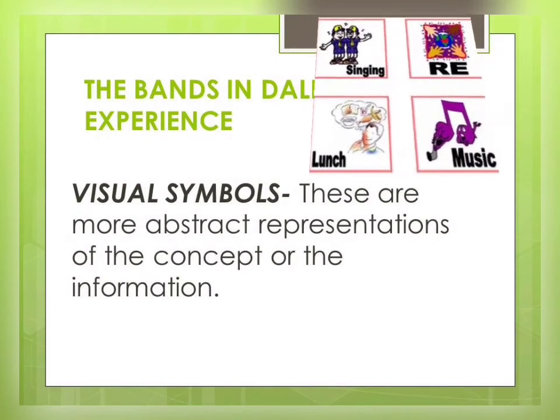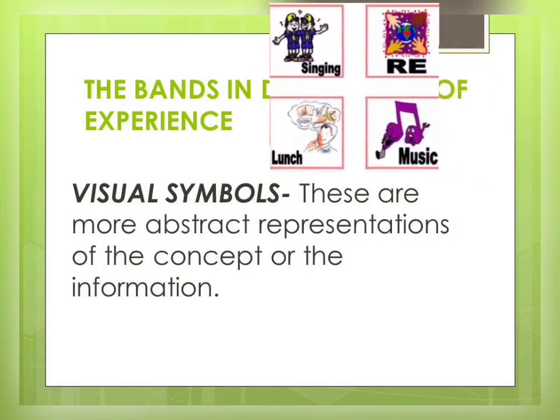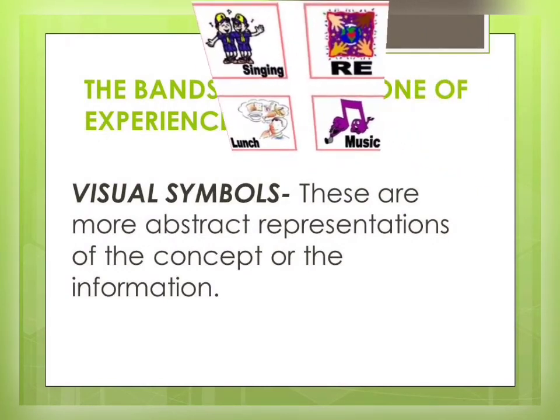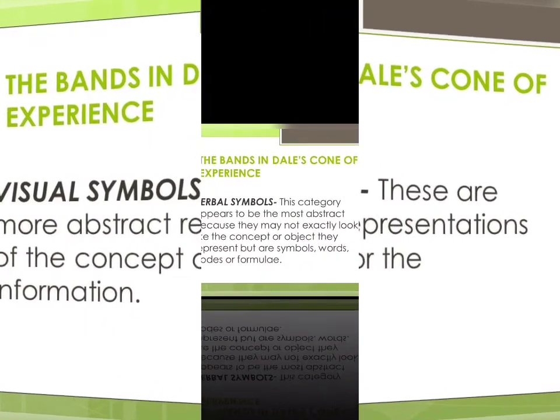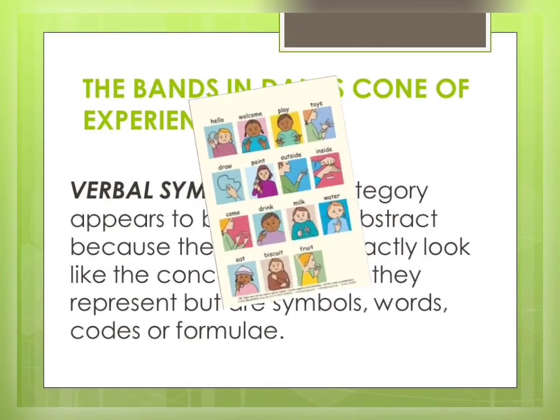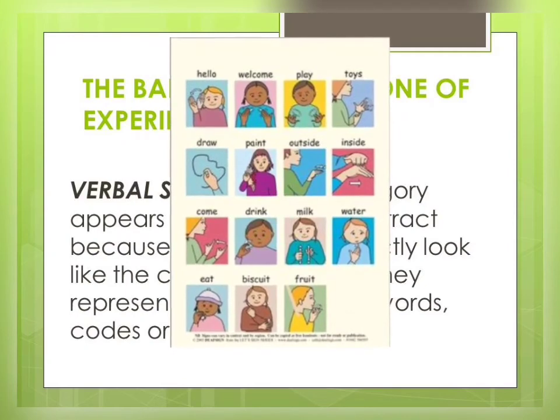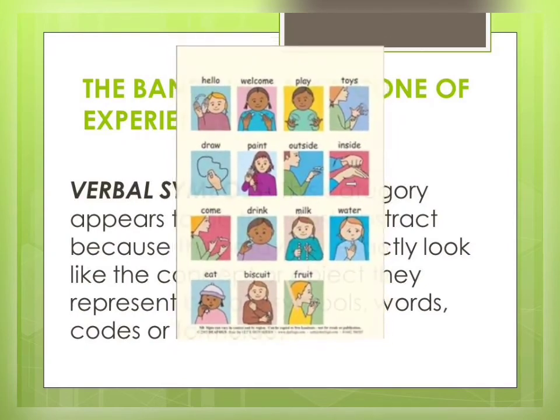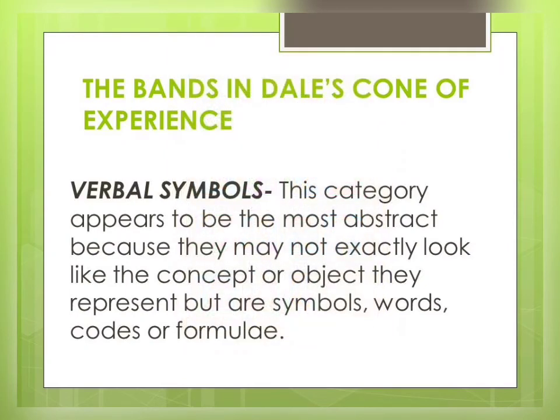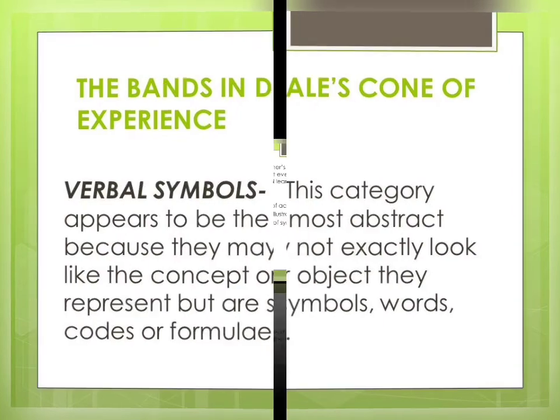Next, we have visual symbols. These are more abstract representations of the concept or the information. And lastly, we have verbal symbols. This category appears to be the most abstract because they may not exactly look like the concept or object they represent but are symbols, words, codes, or formulas.